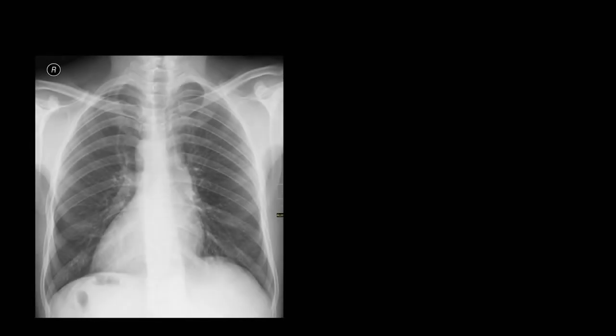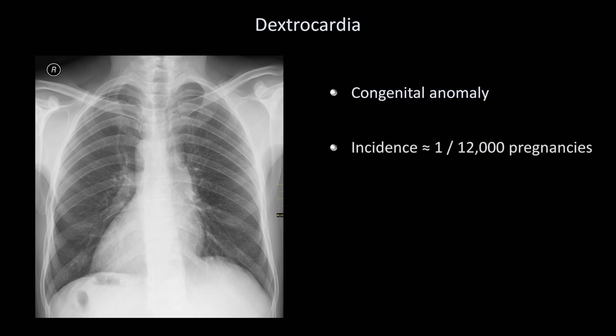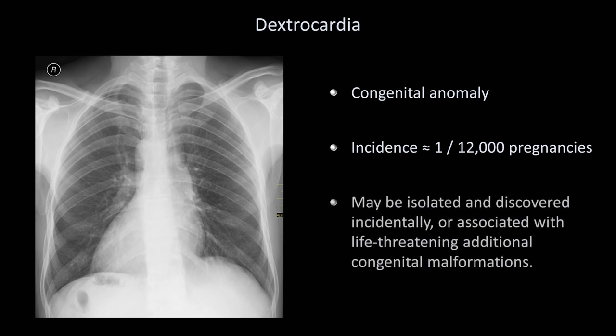At first, you might assume this X-ray was loaded into the system backwards if it wasn't for the capital R in the upper corner, indicating that in fact the X-ray is in the correct orientation. This person has dextrocardia, which occurs when the heart loops around in the opposite direction as normal during early embryologic development. Its incidence is about 1 in 12,000 pregnancies. It may be isolated and discovered incidentally, or it can be associated with life-threatening additional congenital malformations.